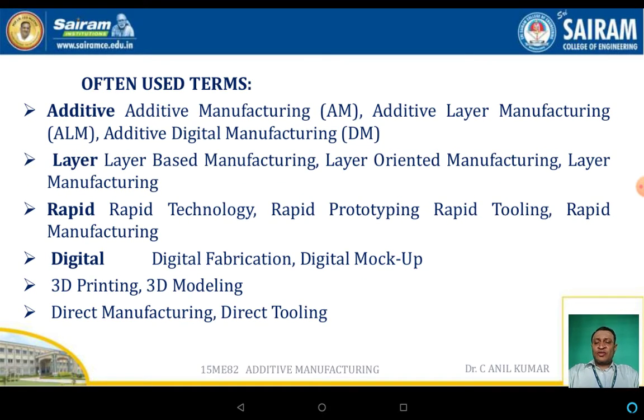Now, as we know, additive manufacturing is called by different names. The terms starting with additive are additive manufacturing, additive layer manufacturing, additive digital manufacturing. With respect to layer-based: layer-based manufacturing, layer-oriented manufacturing, layer manufacturing. With respect to rapid technology: rapid prototyping, rapid tooling, rapid manufacturing. And with respect to digital fabrication: digital mockup, 3D printing, 3D modeling, direct manufacturing, and direct tooling.